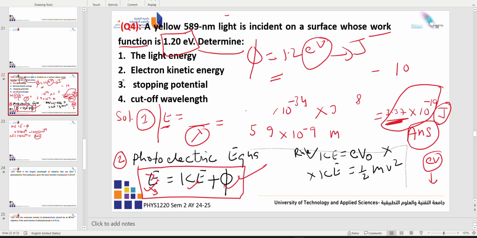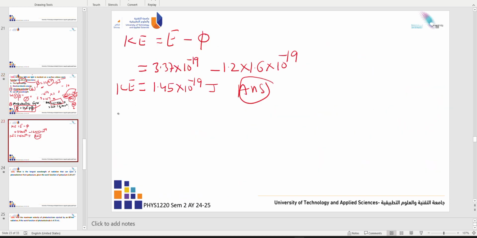Now, what is part number three? We have to find the stopping potential. The stopping potential is denoted by V naught. Here I am going to use this relation between the kinetic energy and the stopping potential. For part 3, I have to find the value of the stopping potential.